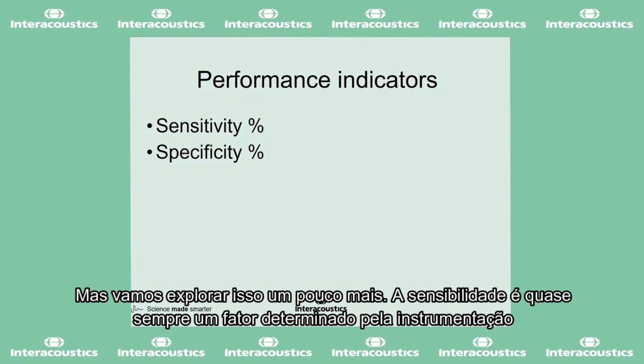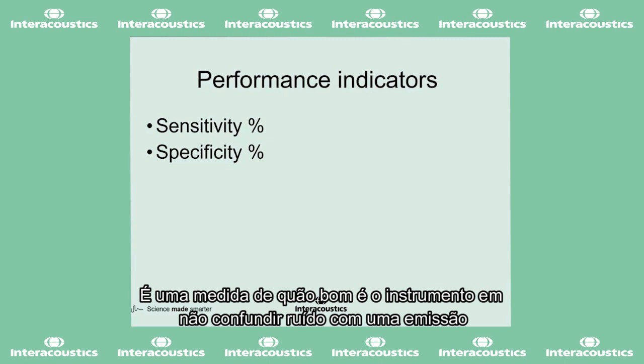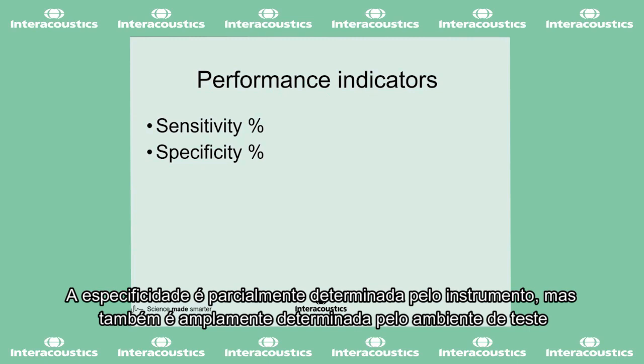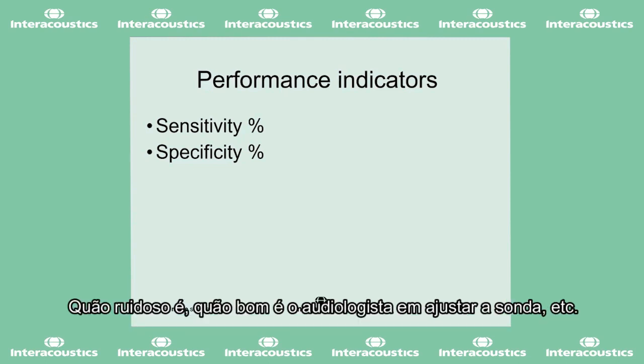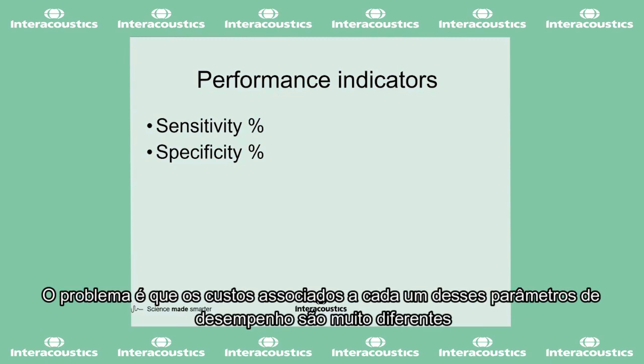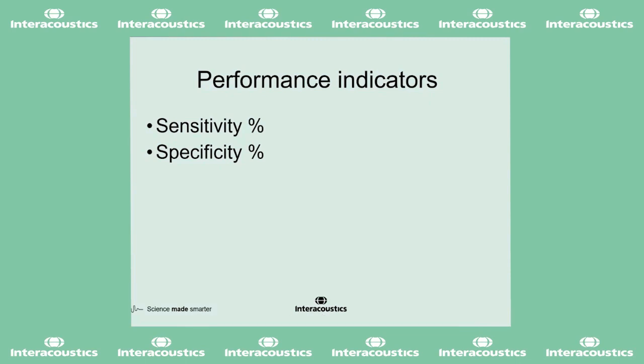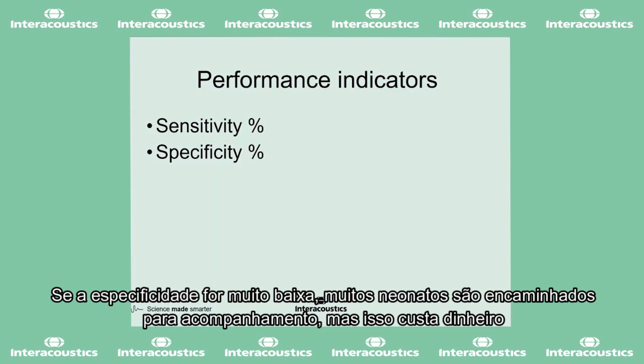Sensitivity is almost always a factor that is determined by the instrumentation. It's a measure of how good the instrument is at not mistaking noise for an emission. Specificity is partly determined by the instrument, but it's also largely determined by the test environment, how noisy it is, how good the screener is at fitting the probe, etc. The problem is that the costs associated with each of these performance parameters is very different. If the specificity is too low, lots of neonates are referred to follow-up.